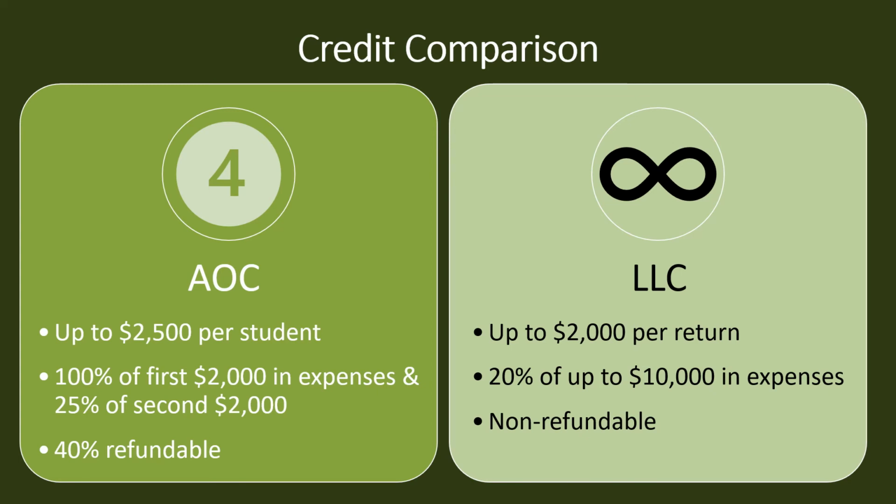So unlike the American Opportunity Credit, where you could multiply it if you had more than one student, if you have more than one student trying to claim the lifetime learning credit, the whole return gets $2,000 and no more. And it's calculated as 20% of up to $10,000 in expenses. And this credit is non-refundable, meaning that once we've reduced tax down to zero, if there was credit left over, we don't get to claim the leftover credit. It's just gone.